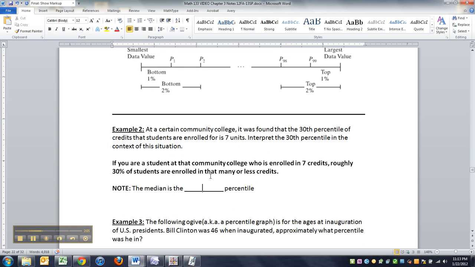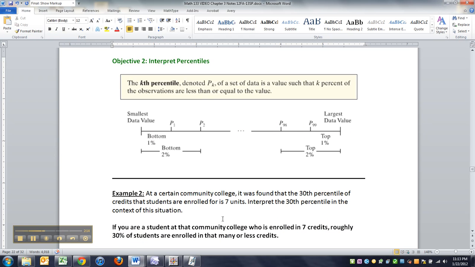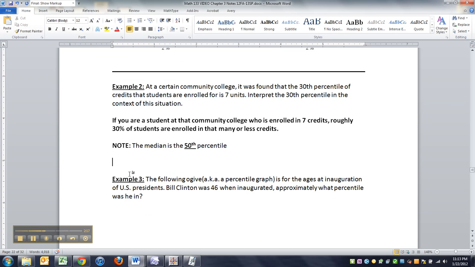What about the median? The median is the middle score, right? So that automatically means it's the 50th percentile, right? Has to be, because the median's the middle, half of them are below and half of them are above.